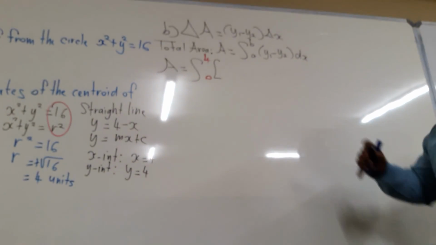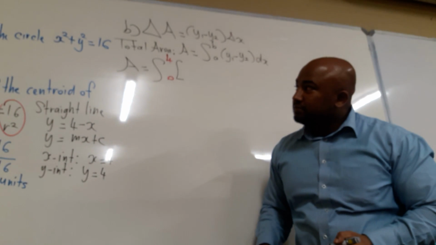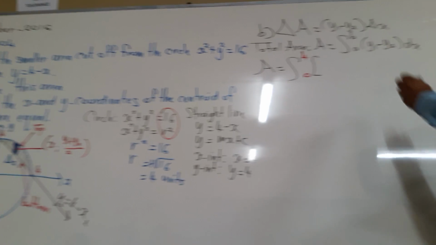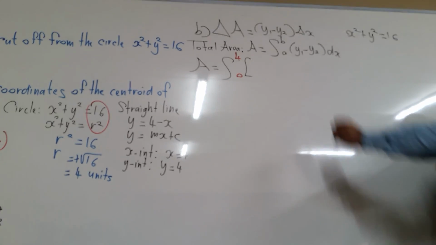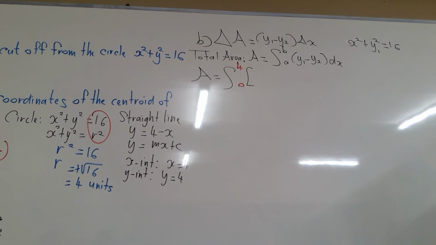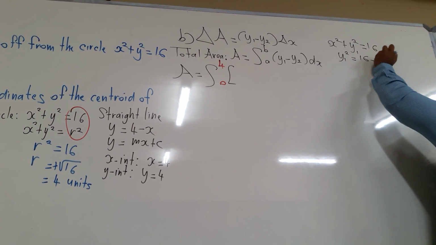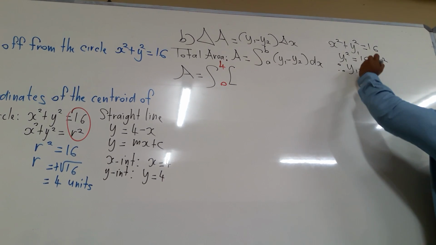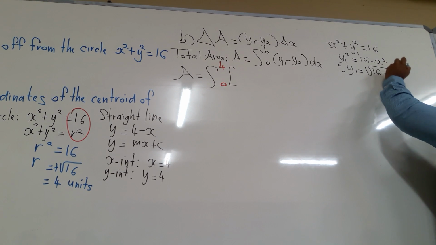Alright, so y1 minus y2. What is y1? What do we have there? We have x squared plus y squared is equal to 16. This is y1. We need to make y1 the subject of the formula. So we got y1 squared is equal to 16 minus x squared. So therefore, y1 is equal to the square root of 16 minus x squared.